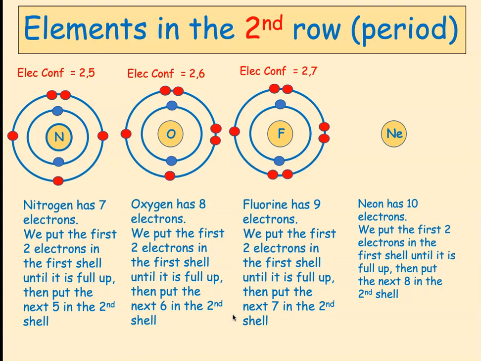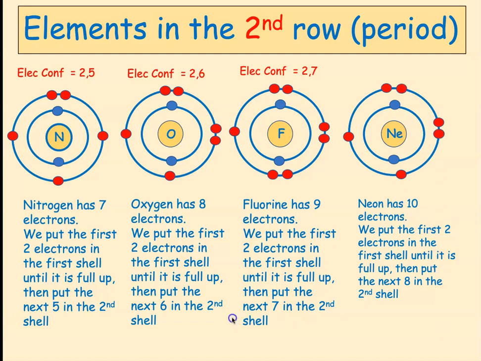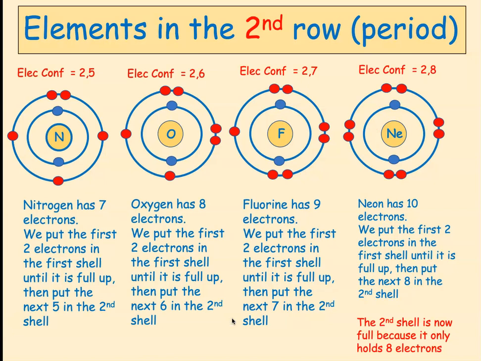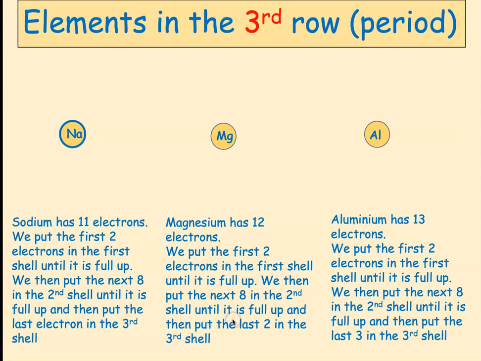Neon has got 10 electrons, so 2 on the inner shell and 8 on the outer shell. 1, 2, 3, 4, 5, 6, 7, 8. Electronic configuration 2, 8. But now that second shell is full. So if we have the next element, it's got more electrons. So we need to do something about where we put the electrons.